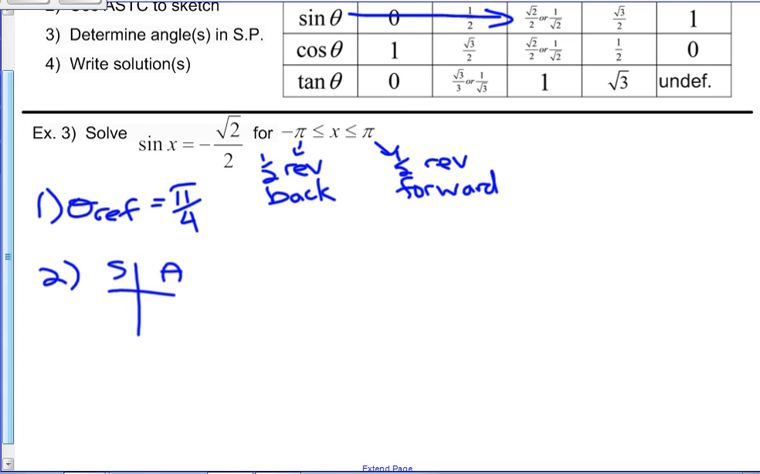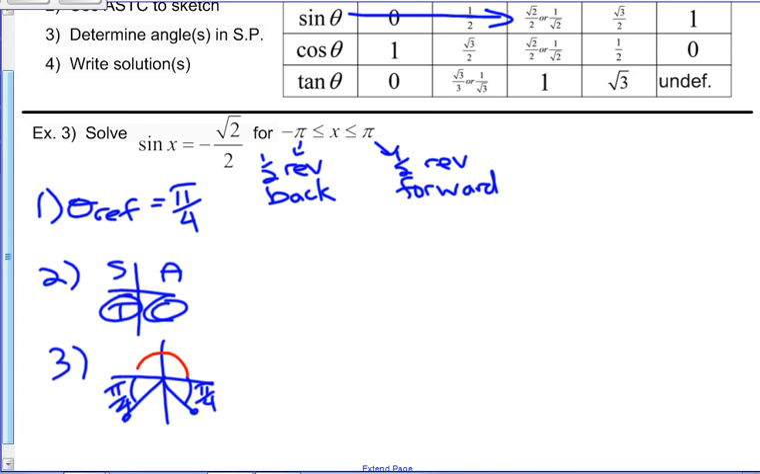ASTC, we know that sine is negative in quadrants 3 and 4. So let me draw this. Pi over 4 and pi over 4. If I were to answer this normally, I'd probably think, well, this is pi plus pi over 4. Makes it 5 pi over 4. And I would probably think this is 2 pi minus pi over 4, or 7 pi over 4.